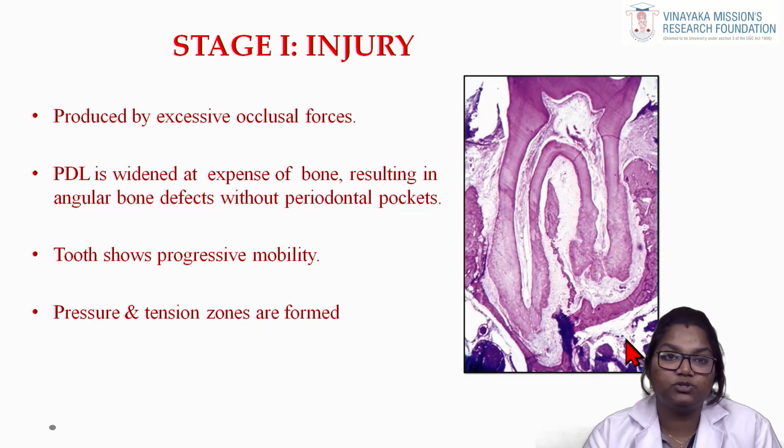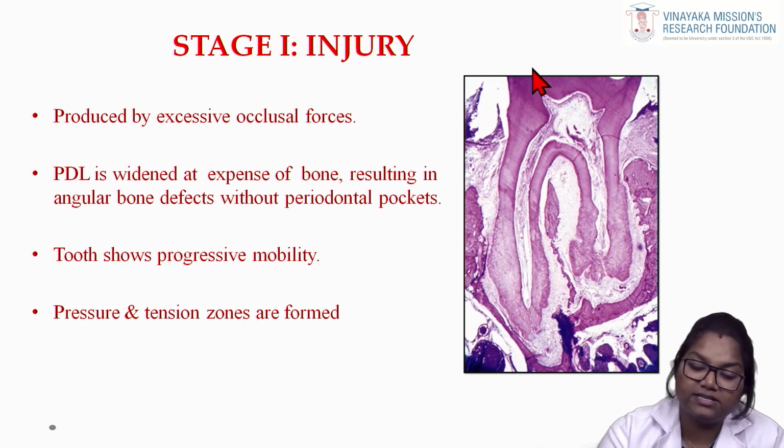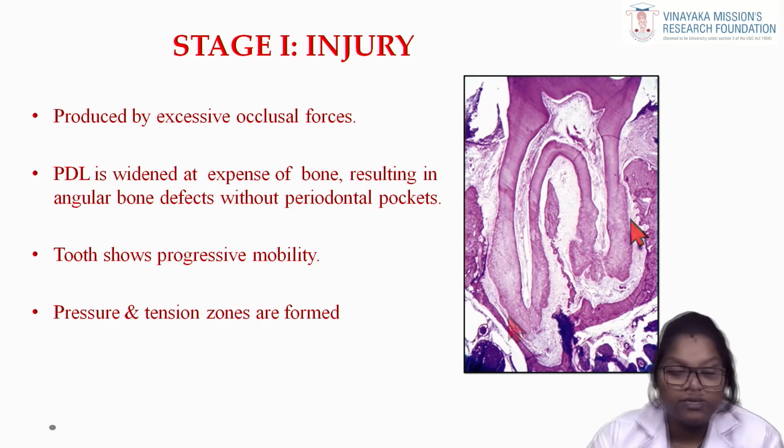Here it is produced by excessive occlusal force. When there is excessive occlusal force on the tooth, it causes injury in the surrounding tissues. So what it causes is widening of the periodontal ligament. So the whole of your periodontal ligament is being widened. It results in angular bone defects without periodontal pockets. As we have already mentioned, trauma from occlusion does not cause periodontal pockets, but it causes angular bone defects. Then the tooth shows progressive mobility.